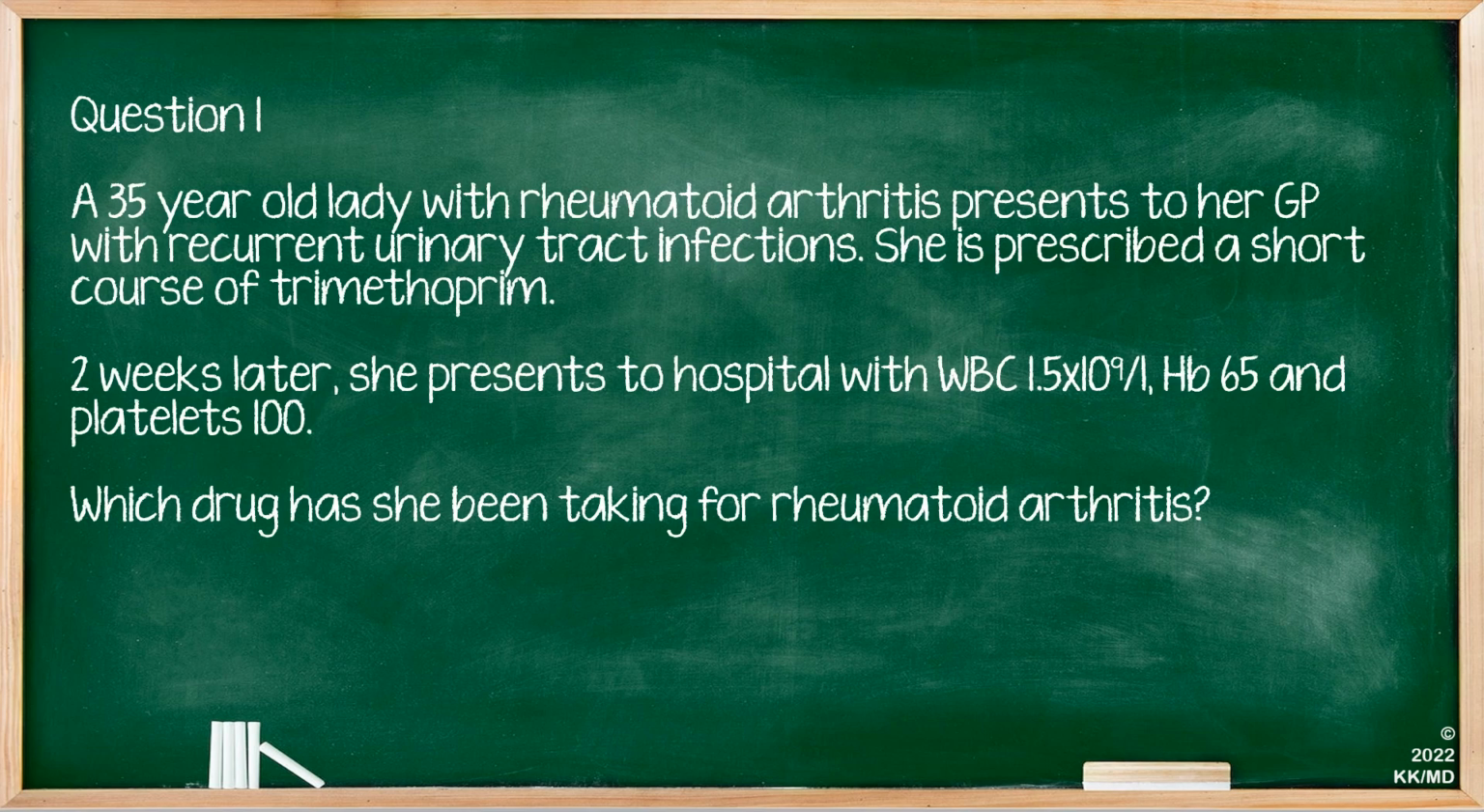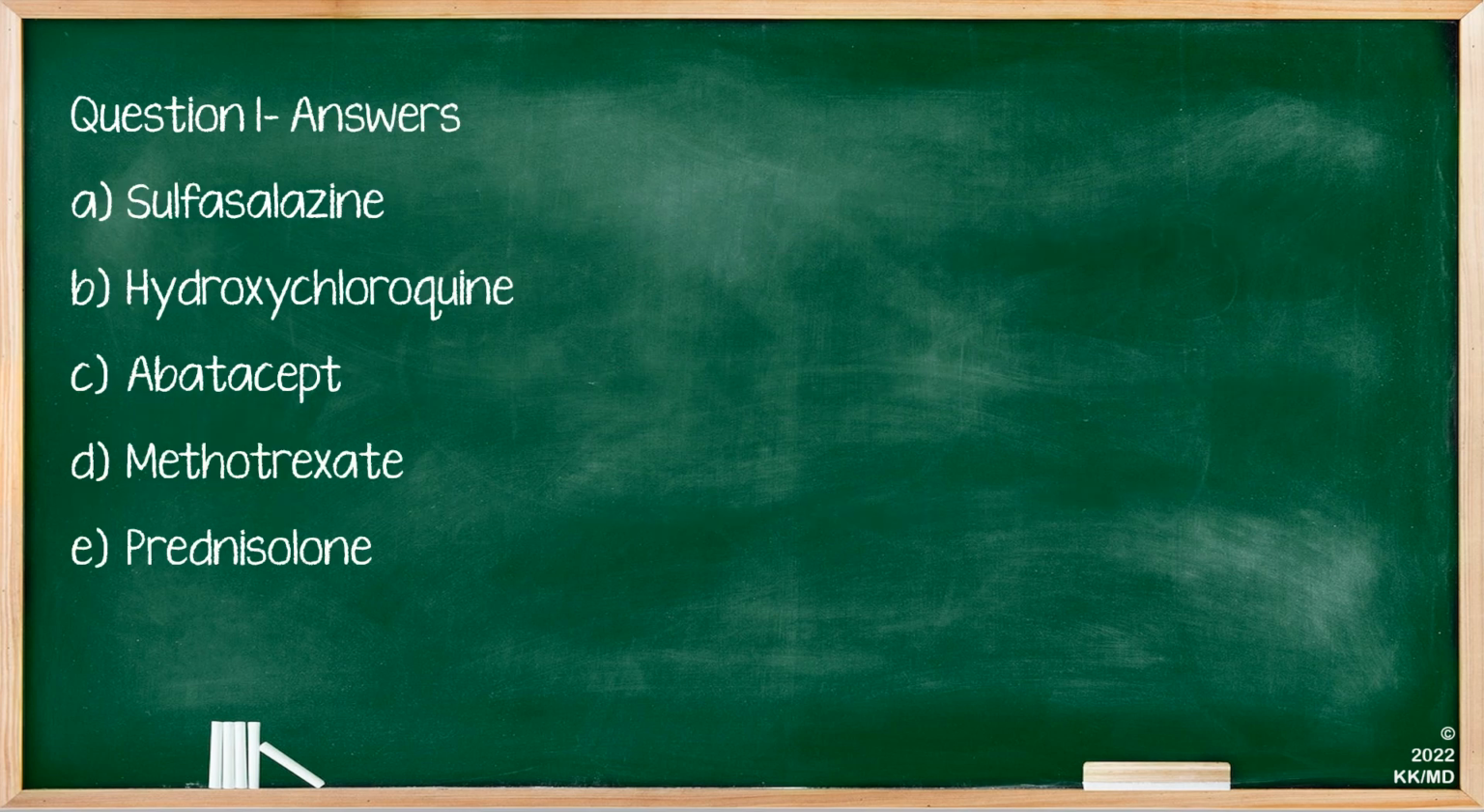So the first question: a 35-year-old lady with rheumatoid arthritis presents to her GP with recurrent urinary tract infections. She is prescribed a short course of trimethoprim. 2 weeks later, she presents to hospital with a white blood cell count of 1.5 times 10 to the 9 per litre, a haemoglobin of 65, and platelets of 100. Which drug has she been taking for rheumatoid arthritis? So you may already have some ideas, but let's look at the answer.